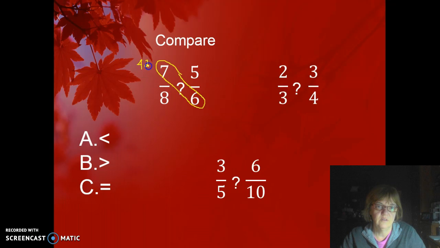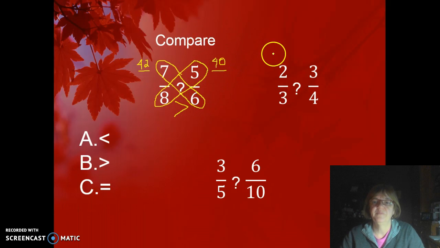Write that over here. And then take these two and multiply them. 8 times 5 is 40. Therefore, when you compare these two numbers, it's easy to compare those, right? 42 is bigger than 40. That means 7/8 is bigger than 5/6. So we would put that sign in there. The bigger side faces the 7/8, and 5/6 is smaller, so the little pointy side points to the 5/6.